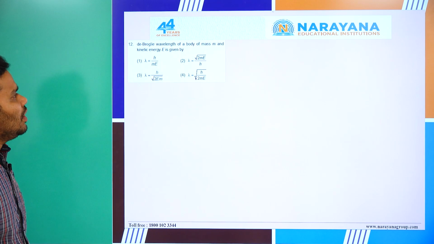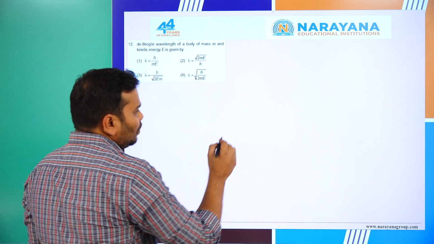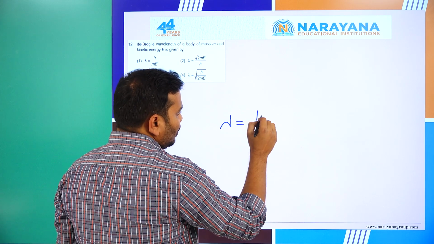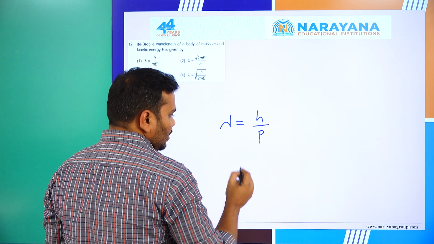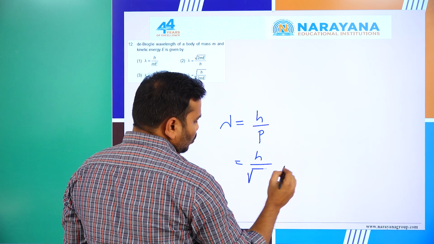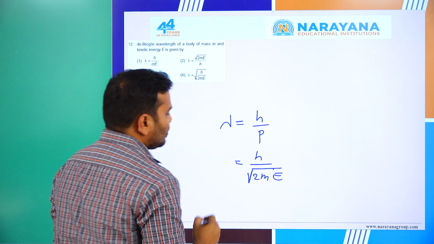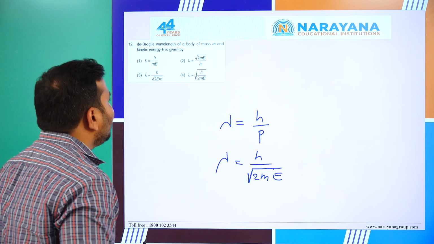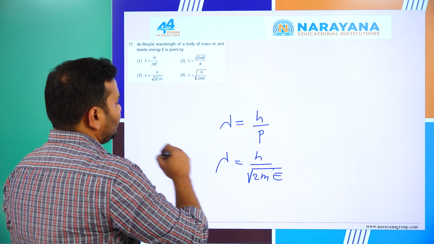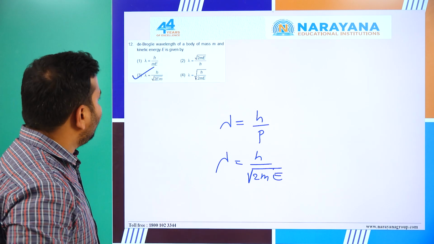Next, the de Broglie wavelength of a body of mass m and kinetic energy E is given by: lambda is equal to h by p. Momentum you can write as root over 2m into the kinetic energy E. So lambda is equal to h by root over 2mE.